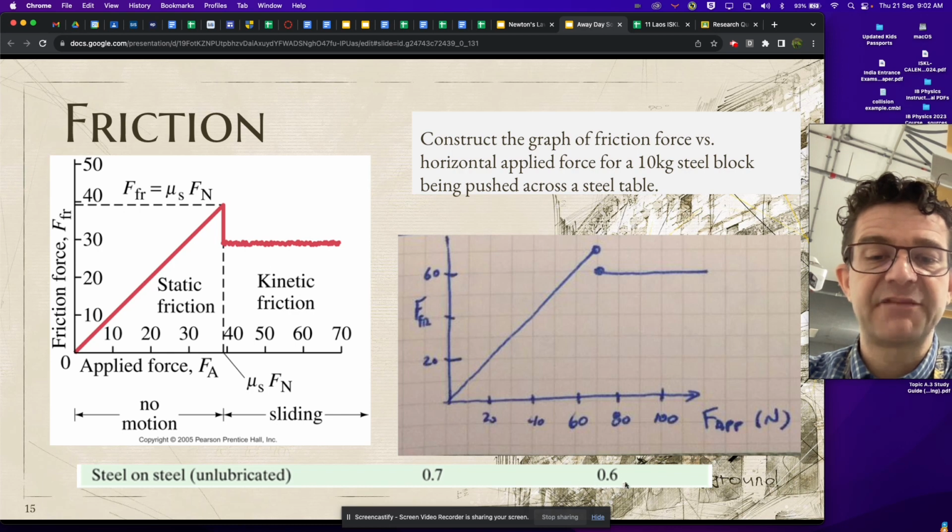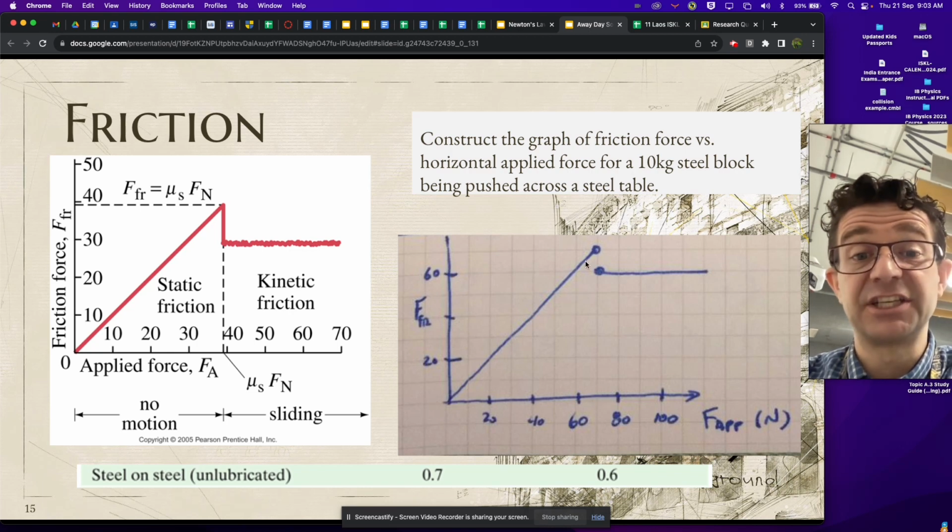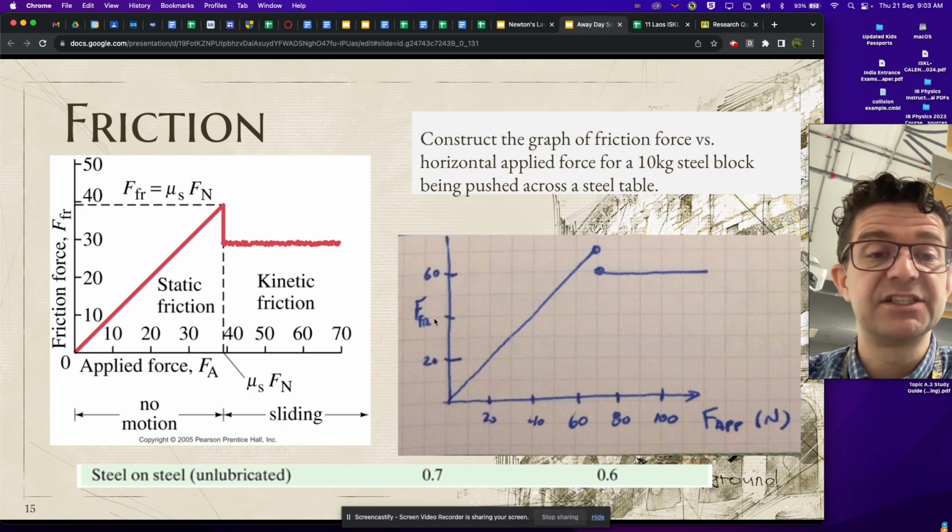We find that the kinetic friction coefficient is 0.6. So the force of kinetic friction will be 60 newtons. And the coefficient of static friction gives the maximum amount of static friction as 0.7 times the normal force, or 70 newtons. So in the first part of the graph, between 0 and 70 newtons of applied force, we have a proportional force, or actually it's a proportion of 1. The same force applied as the force of friction until we reach 70 newtons, at which point the object begins to move and the force of friction becomes the kinetic friction, which is constant at 60 newtons.